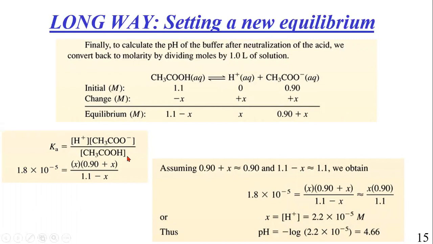Of course, what did we say? We assume that X here is negligible, since this initial concentration is greater than 100 Ka or greater than 100 Kb. And thus, this 0.9 plus x is simply 0.9, and this 1.1 minus x is simply 1.1. And so I have simplified the equation. And then you solve for x. What's x? It's simply my H3O+ concentration. If you sit there and do this, solve for x, get the pH. What is my pH? 4.66.